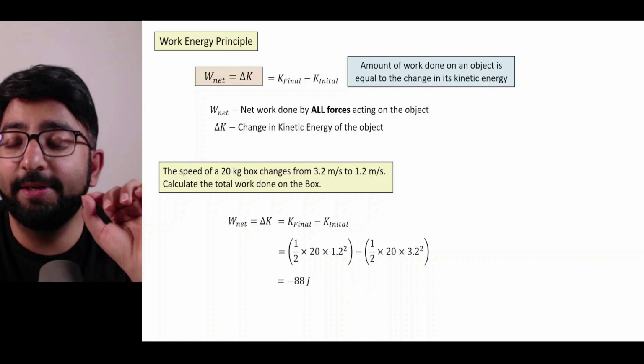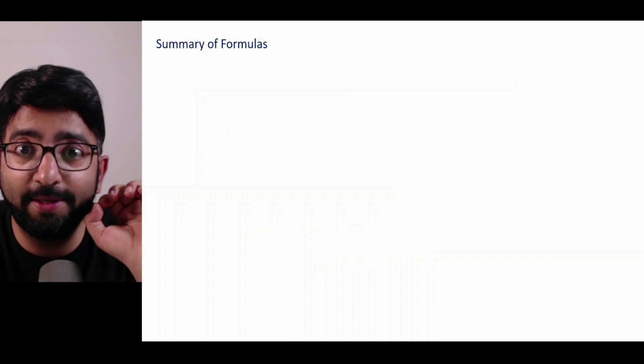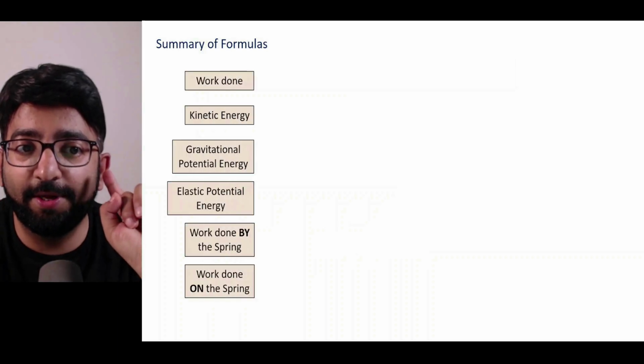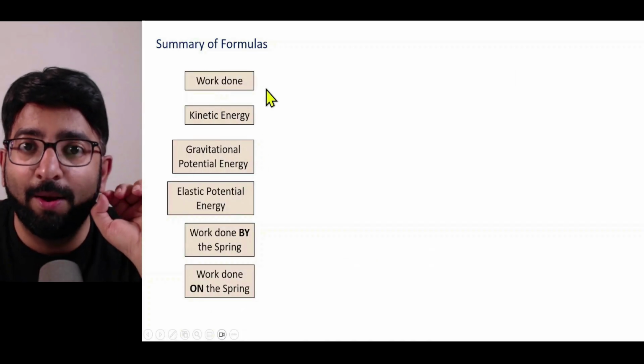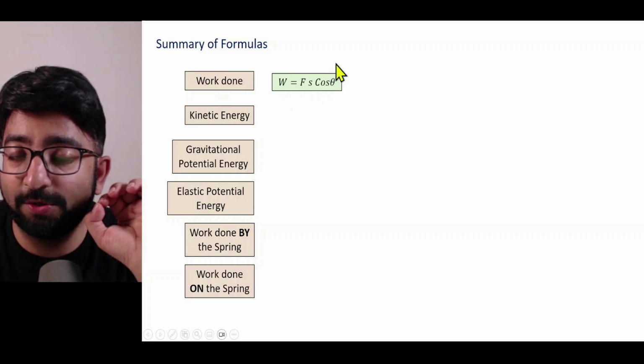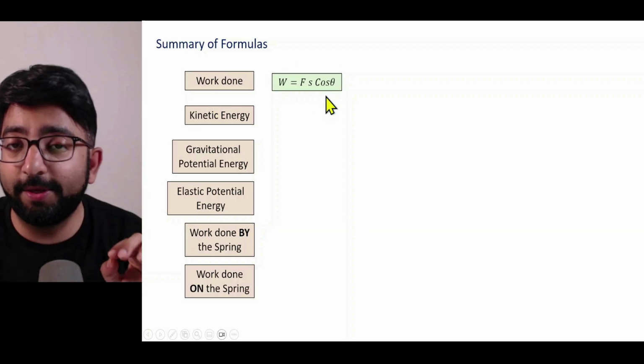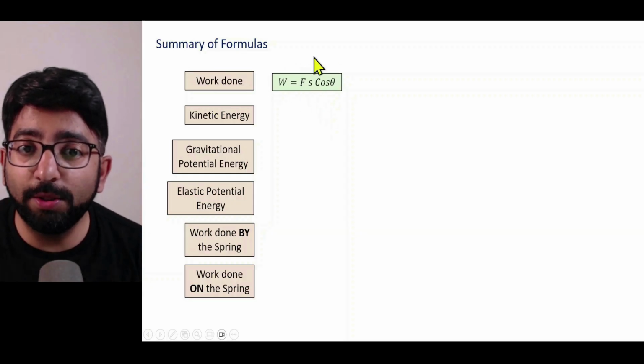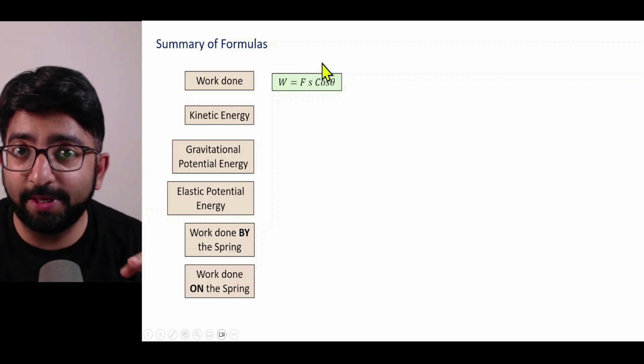And now let us summarize all the formulas which we have learned in this chapter so far. First, let's start with the work done. Work done, basic formula is Fs cos theta, but remember this formula is only applicable when all the parameters involved are constants.